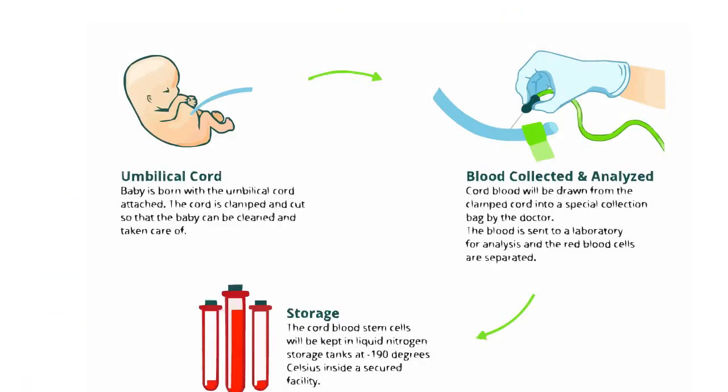Just before the baby is born, some of the hematopoietic stem cells are transferred to the umbilical cord. That can be collected at the time of birth and can be stored for transplantation purposes.